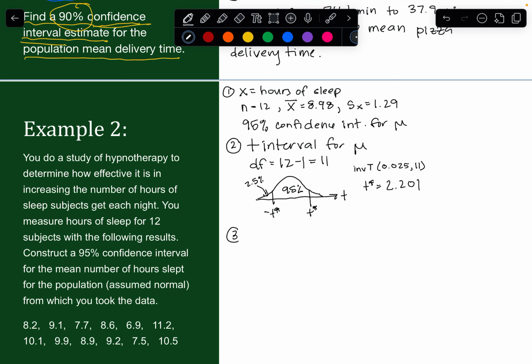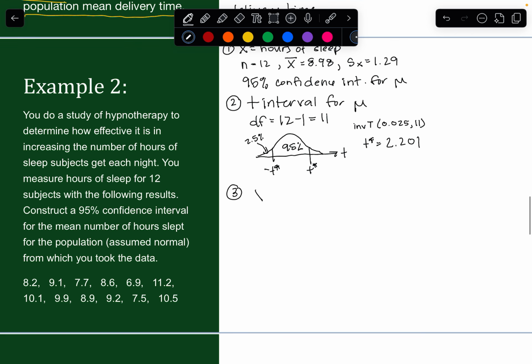For step 3, we do the math. We grab our formula. Sample mean plus or minus critical value times standard error, which is standard deviation divided by square root of sample size. And you'll notice, because I didn't have sigma, my standard deviation is now s. Same process, we plug the values in. 8.98 plus or minus 2.201 times, and then for the fractions, we know our standard deviation is 2.19, and our sample size was 12.